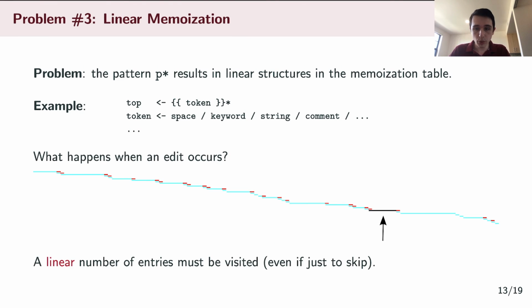And if we ever try to do an edit at this location, we're going to evict this entry in black and then reparse from scratch. And we end up skipping all of these tokens, which is great, but we still have to do a lookup for each skip. And so this is going to be a linear number of lookups because the number of tokens is proportional to the size of the file. And so we end up doing a lot of lookups, which can be costly.